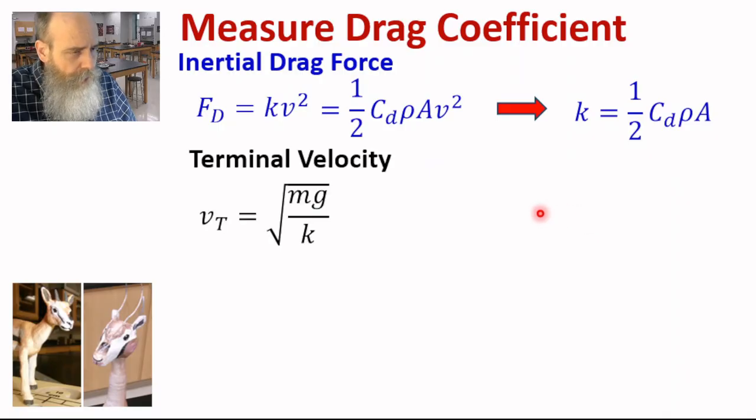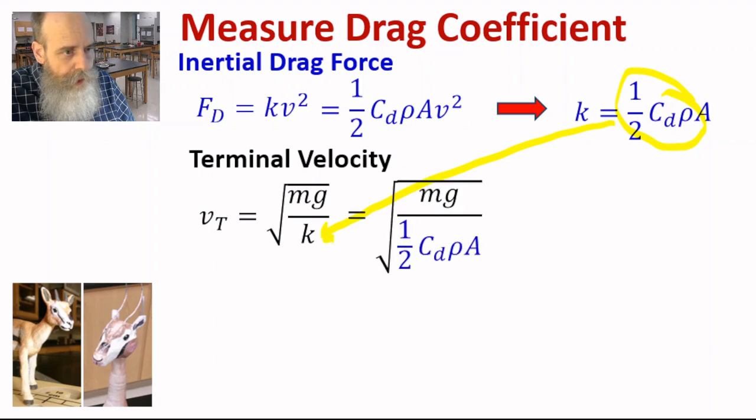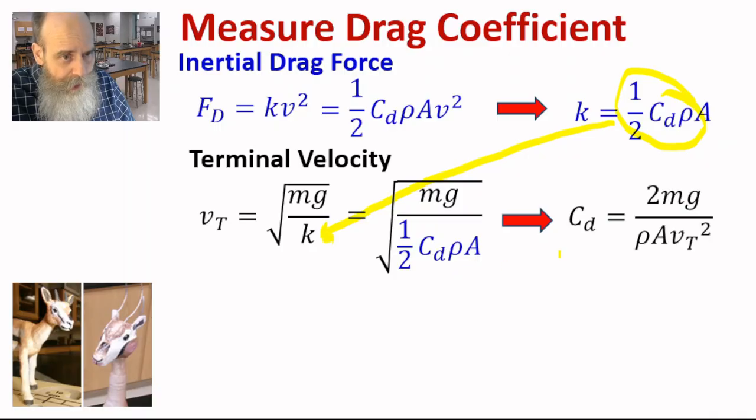Terminal velocity. Vt is the square root of mg over k. So what we should do then is, this is our k, put it into here, and this is what we get: the square root of mg over 1/2 CD rho A. Let's solve this for CD. Let's square it and solve for CD. This is what we get. CD equals 2mg over rho A Vt squared.